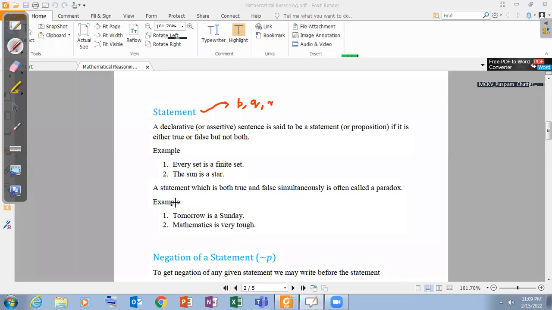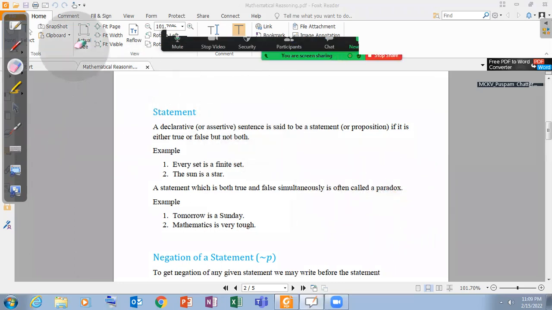A statement which is both true and false simultaneously is often called a paradox. Like, tomorrow is a Sunday. It can be true when today is Saturday, but when today is Tuesday, it's not true. So this is called a paradox. Mathematics is very tough. Yes, for many of us mathematics is very tough, but for many students it can happen that mathematics is very easy. So this is relative. This can be either true or false, so this is called a paradox. This is not a mathematical statement.